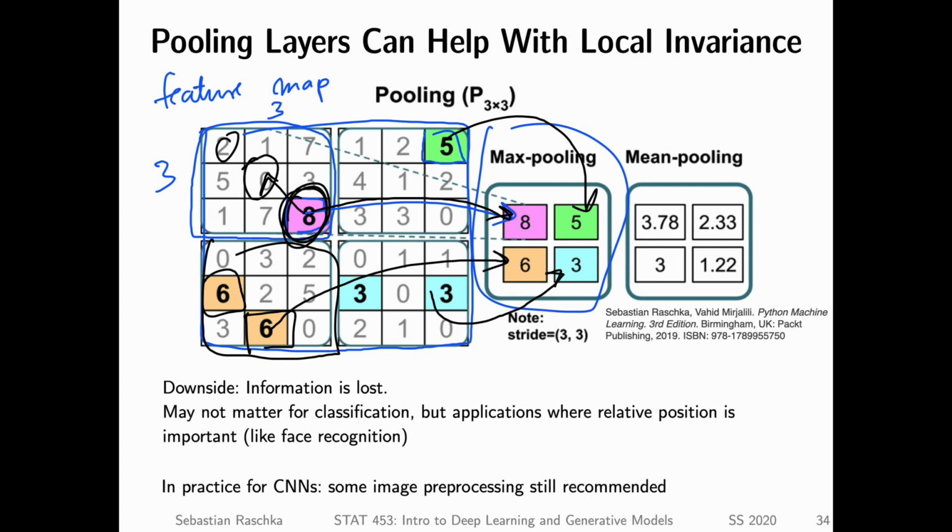Also, some newer architectures don't use pooling anymore. You can also achieve a very similar effect by just using more convolutions and then using convolutions with a stride of 2.